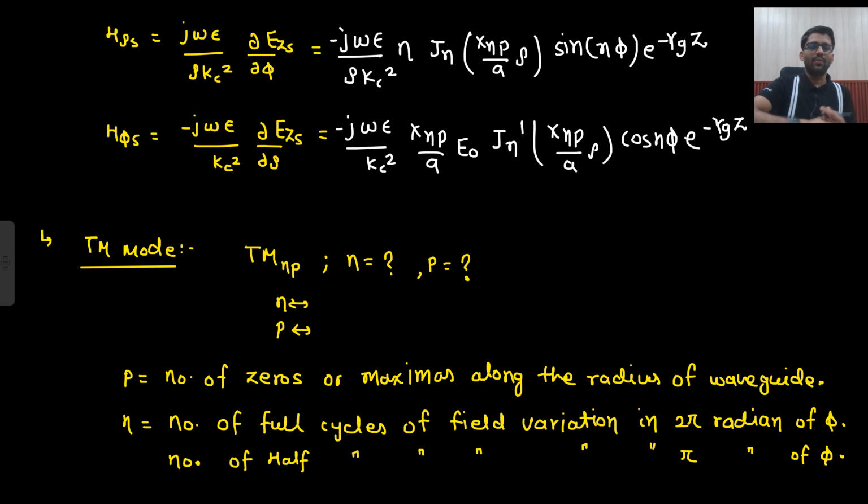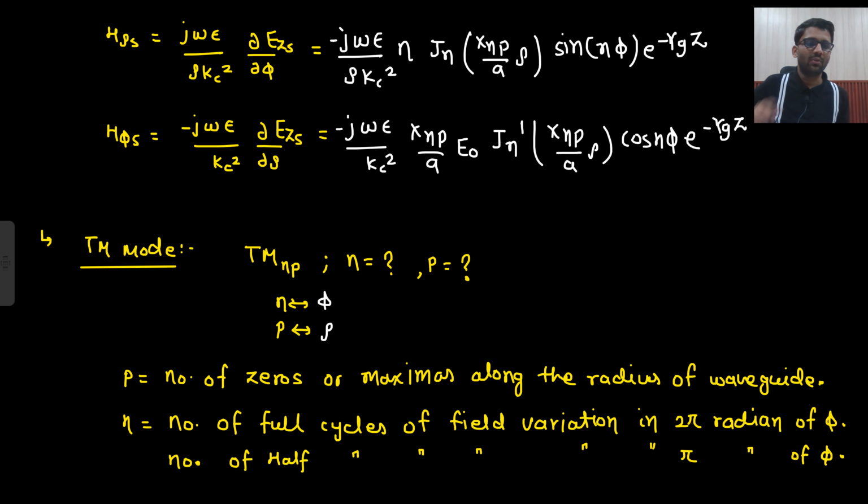Now let's understand the meaning of N and P. In our rectangular waveguide, M was associated with X and N was associated with Y, right? So M was the number of half cycles along X and N was the number of half cycles along Y. In the case of the circular waveguide, here N is associated with phi and P is associated with rho, the radius.